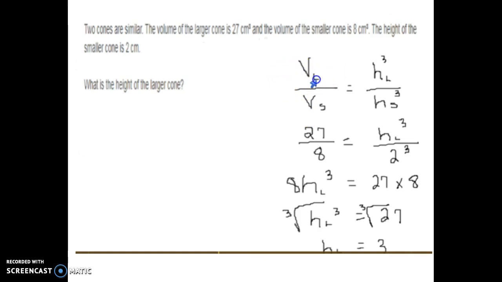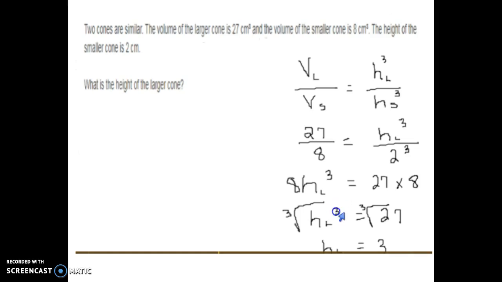We're going to have the volume of the larger cone over the volume of the smaller is equal to the height of the larger cubed over the height of the smaller cubed. So then plug in what you know. 27 over 8 is equal to the height of the larger cone cubed, so that's my x value here, over 2 cubed. So cross multiply. We've got 8 times the height cubed is equal to 27 times 8. 2 cubed is 8. And so remember, we divide by 8, and so our height cubed is equal to 27.